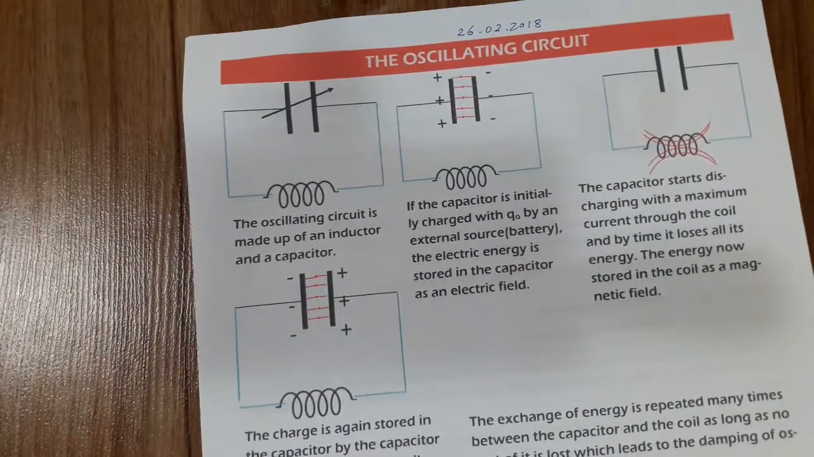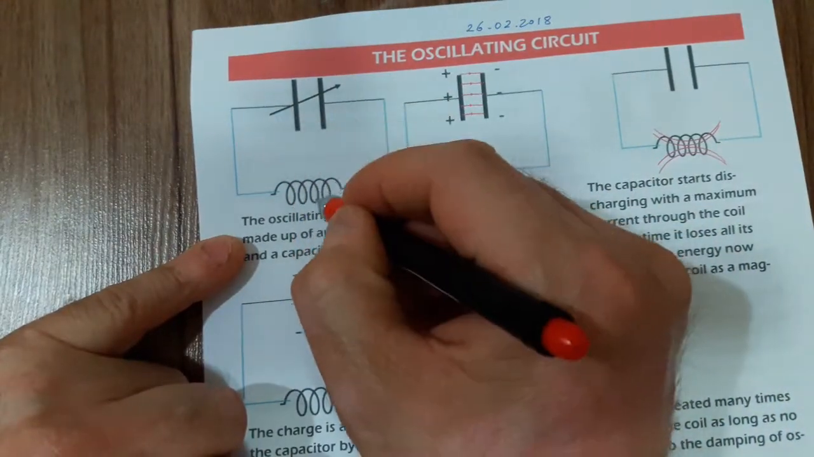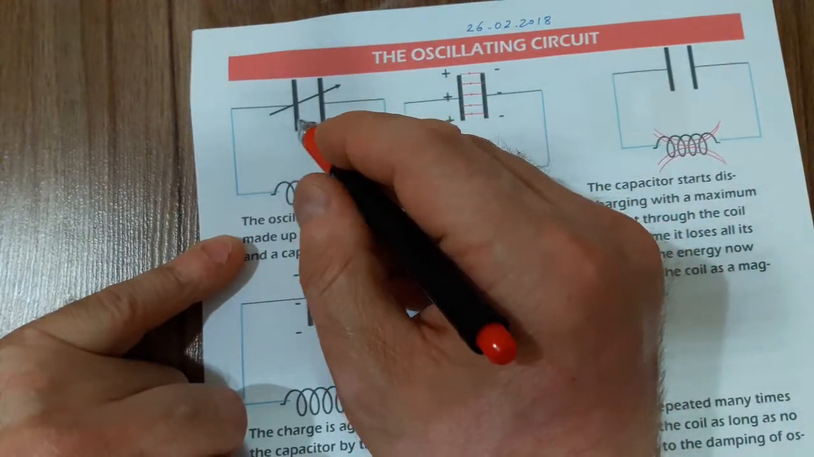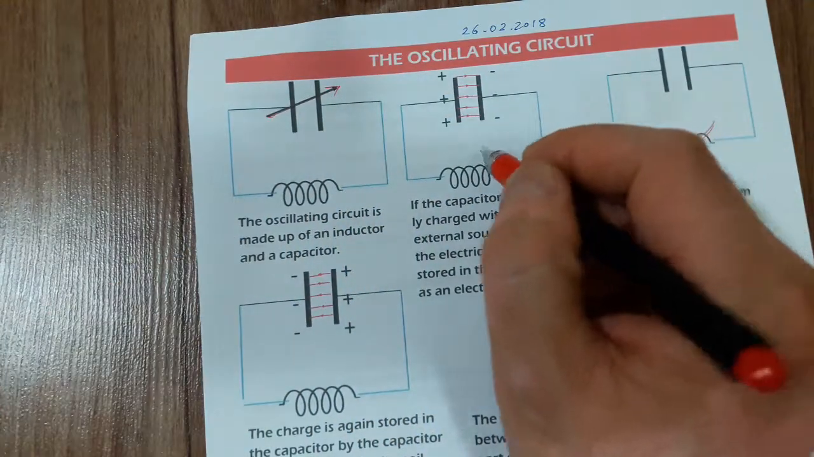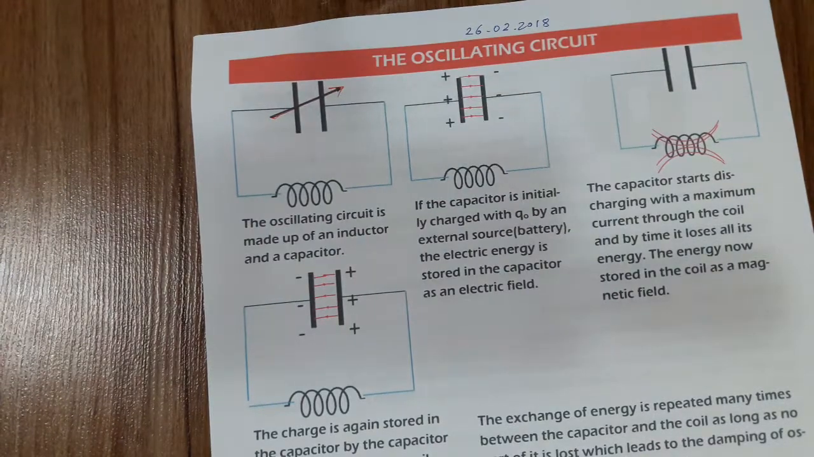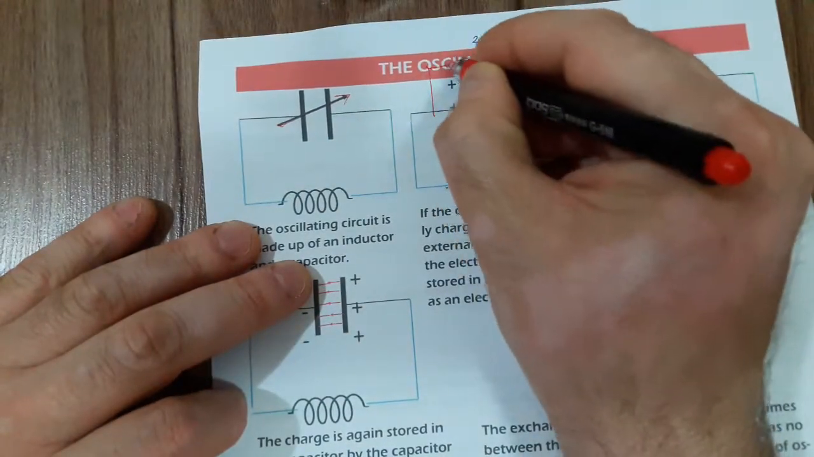Okay, next title is the oscillating circuit. So what is an oscillating circuit? An oscillating circuit consists of a capacitor and an inductor. The capacitor is a variable capacitor. This sign represents the variable. Initially this capacitor is completely empty.